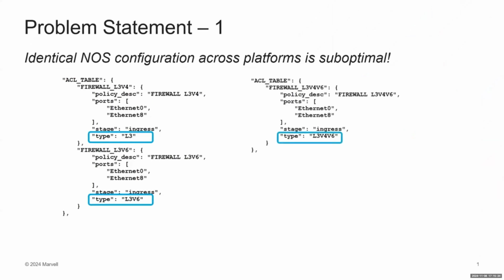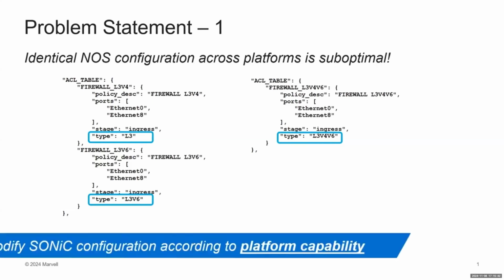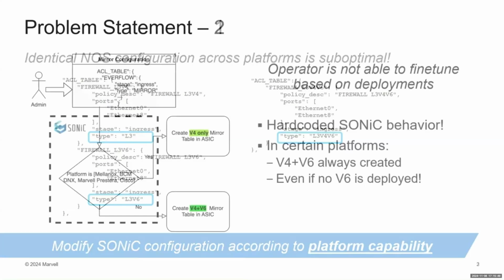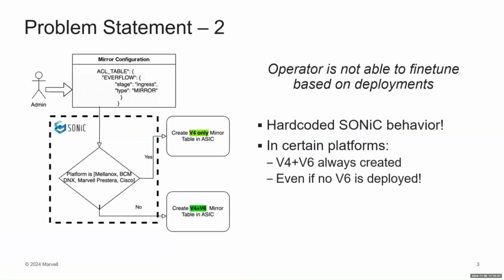However, some platforms can support v4 and v6 rules in the same hardware table. Here it is optimal to create a single ACL table of v4, v6. For optimal usage of hardware resources, the configuration needs to be based on hardware capability. One approach followed in SONiC was that ArcAgent abstracts the hardware differences from the operator.